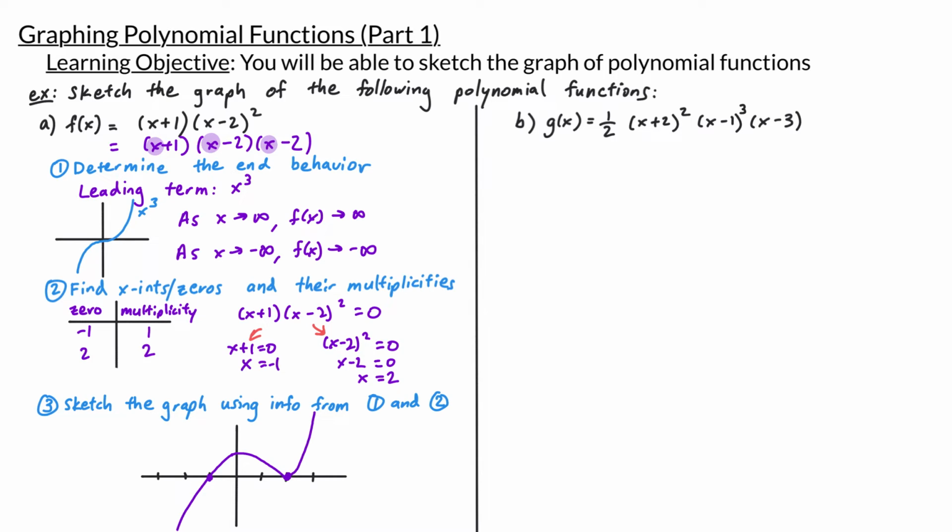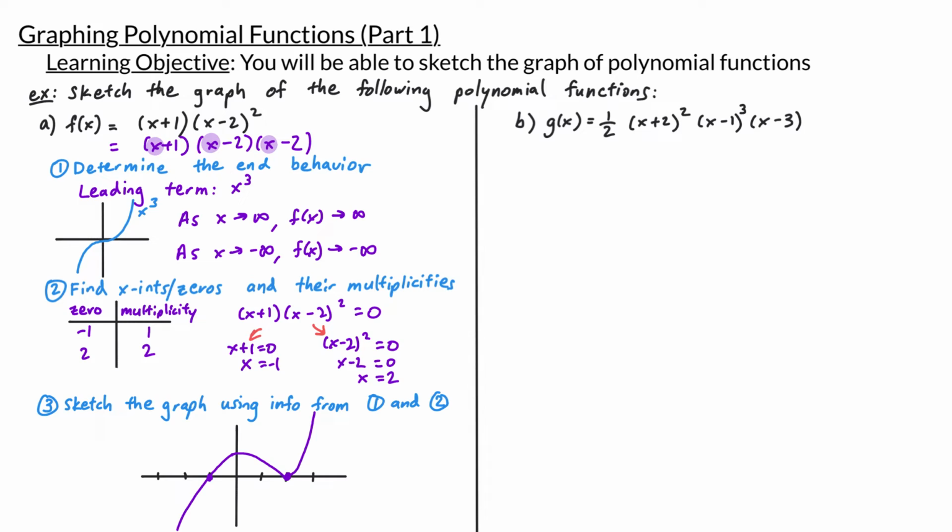One thing to note is that this last segment that we drew here is consistent with our end behavior. Remember, our end behavior tells us that as x goes to infinity, f of x goes to infinity, meaning if I trace my graph to the right, the graph is supposed to go up. And that's what we've drawn here. So this is how we use the end behavior and zeros and multiplicities to help us draw the sketch of a polynomial function. Now let's look at example B.